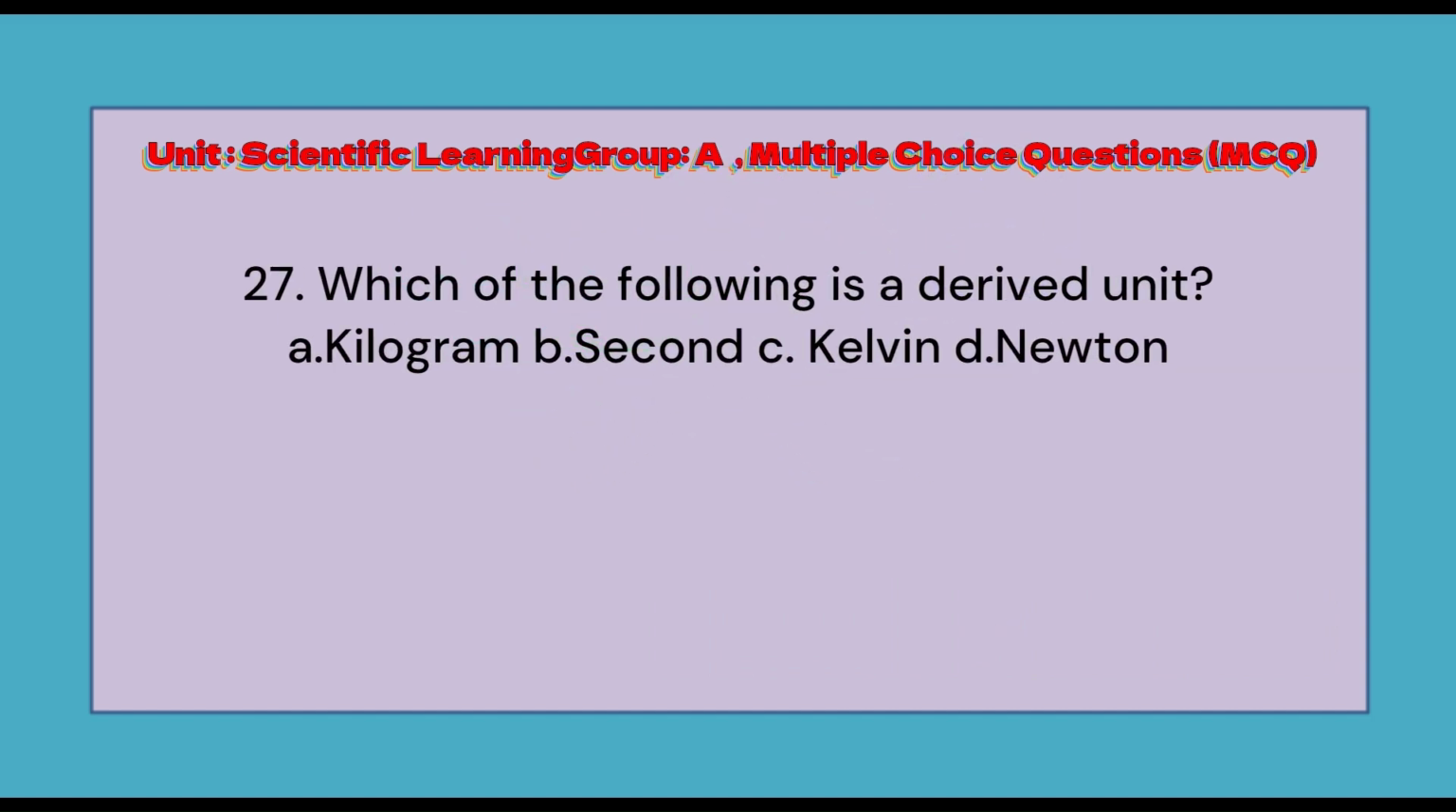27. Which of the following is a derived unit? A. Kilogram. B. Second. C. Kelvin. D. Newton. Correct answer.